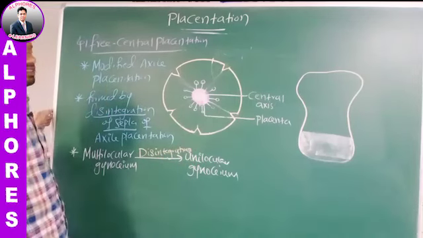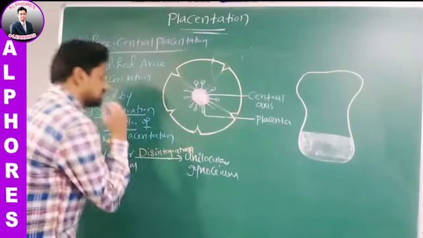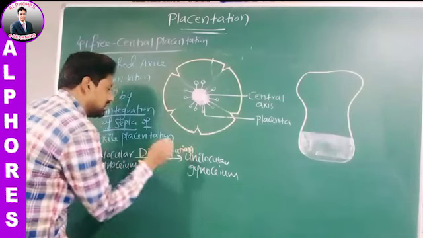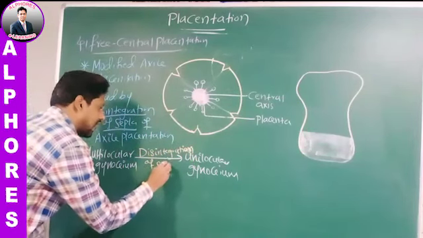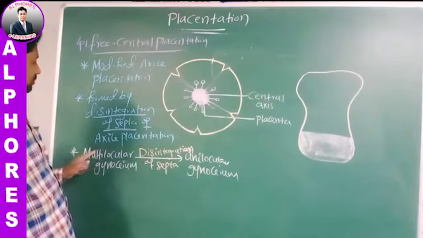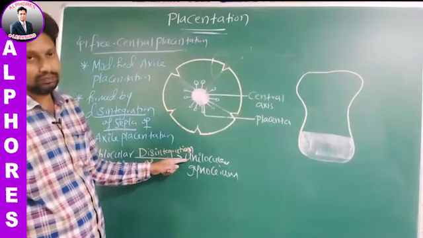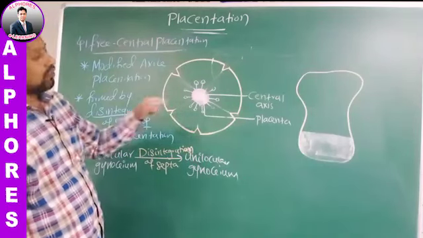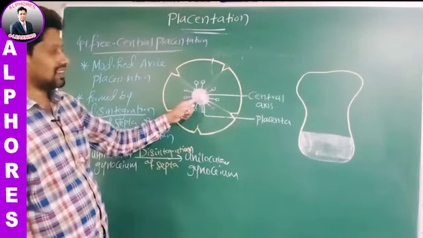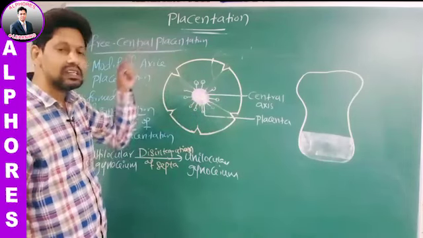Due to disintegration of septa, the multilocular gynoecium has changed to unilocular. Where are the ovules present? Ovules are present around the central axis. But is this central axis supported by septa? No, the septa have already disintegrated.